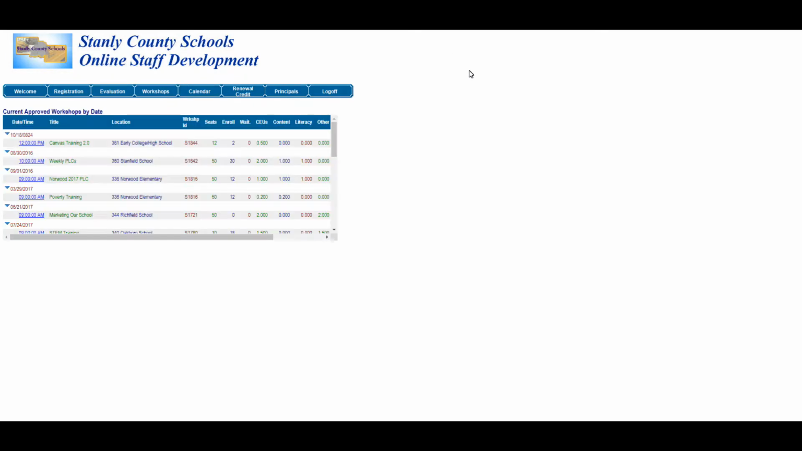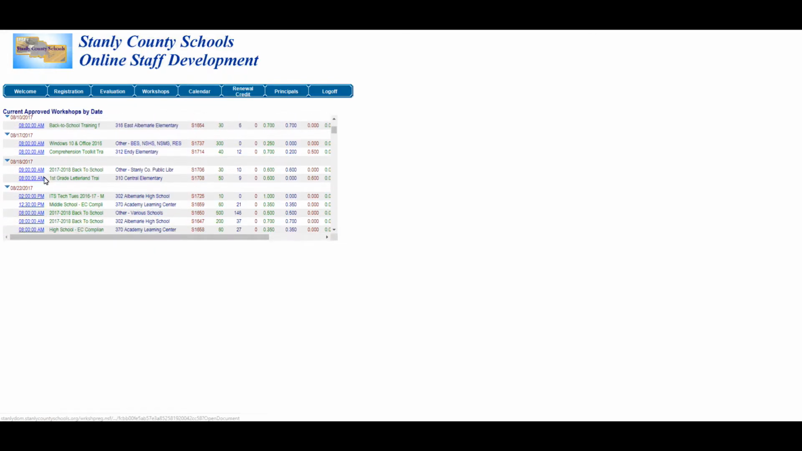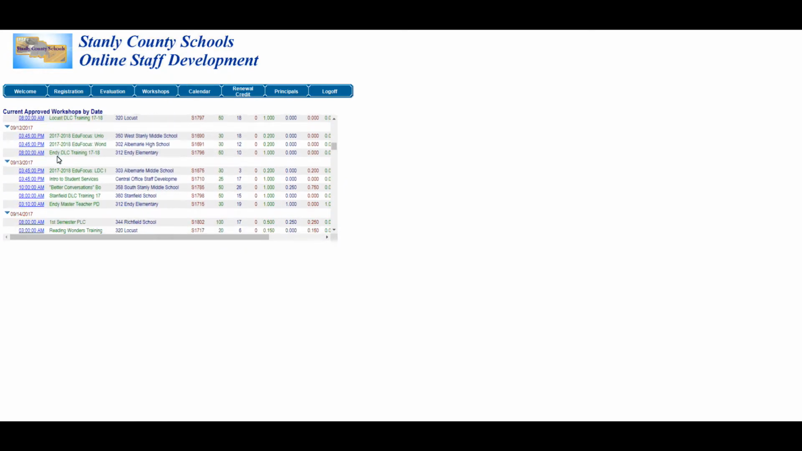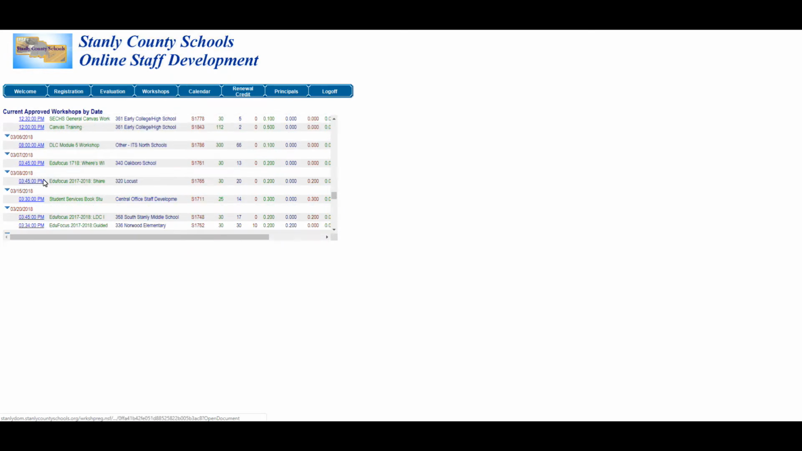over to workshops, and then maybe I want to click by date, because typically we know the date of the workshop. Now, if we look at some of these things, it tells us exactly the date. And you'll notice there are some older workshops in here, so we may have to scroll down and see.